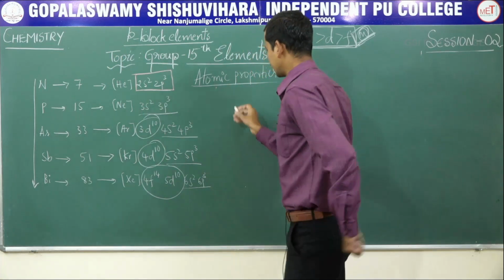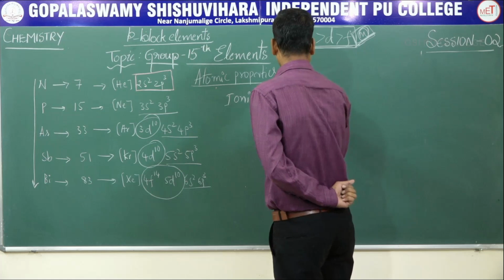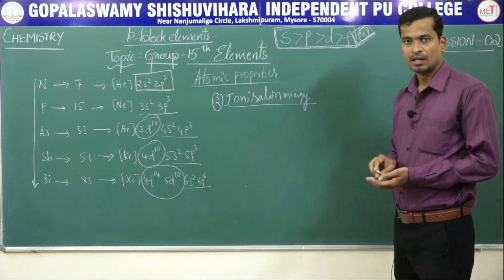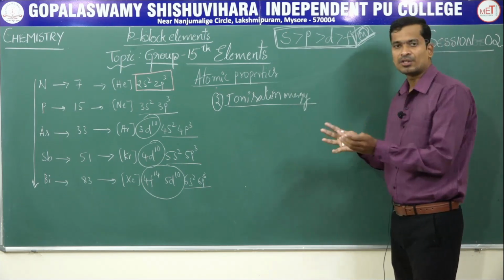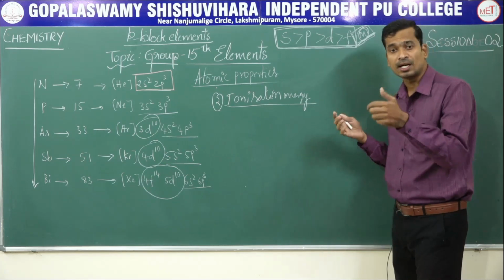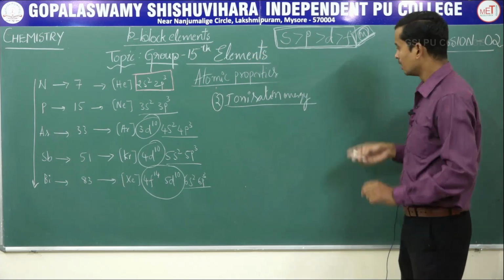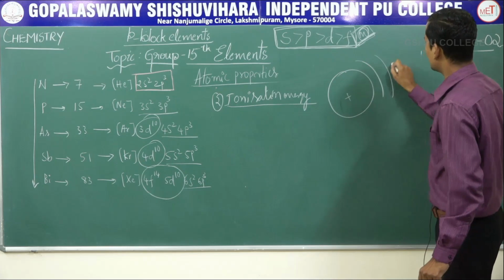Move on to the next parameter, ionization energy or enthalpy. That is the second atomic property. What is meant by ionization energy? Already studied in the first PUC. It is the amount of energy required to remove the loosely bound valence electron from a neutral isolated gaseous atom at an infinite distance. Clear? Let us consider the center of the nucleus and the valence electron present.